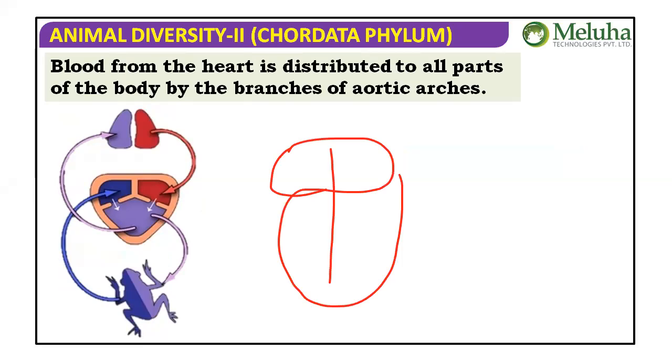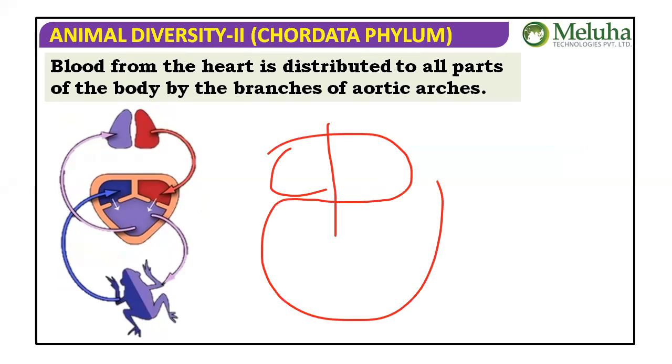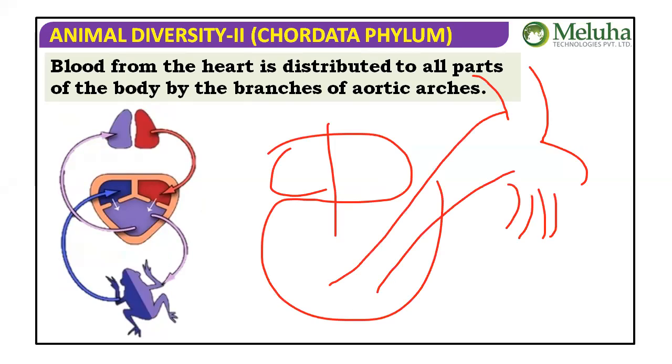Okay, there is no third chamber, no fourth chamber, only two chambers. That truncus arteriosus will give rise to carotid, systemic, pulmocutaneous. Carotid, systemic, pulmocutaneous. So they only supply to the lungs, and they only go to the body parts.